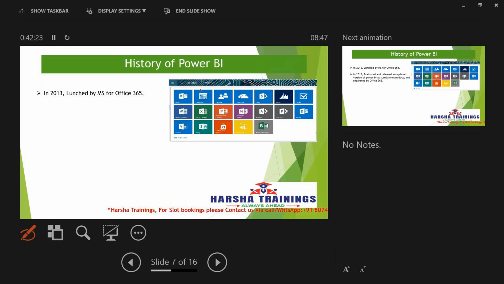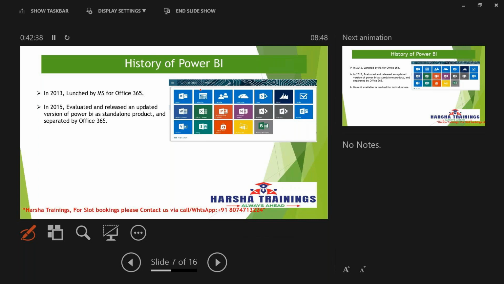In 2013, slowly, the Microsoft did this. The Power BI is a Microsoft tool. That is one of the reasons why it is leading in the market. Now, in the year of 2015, they evaluated and released an updated version of Power BI, a standalone product. Now, what does that mean?